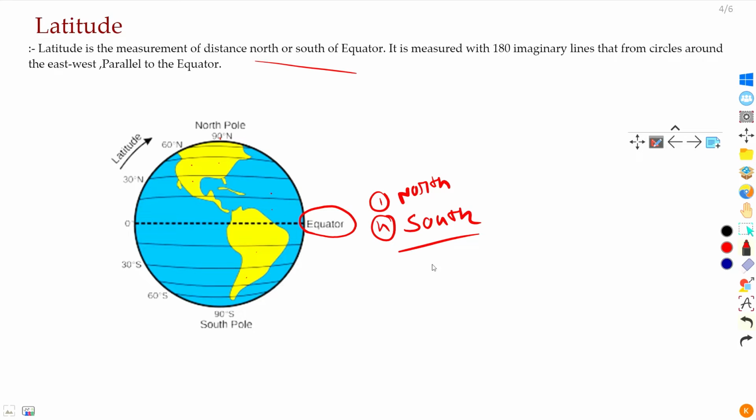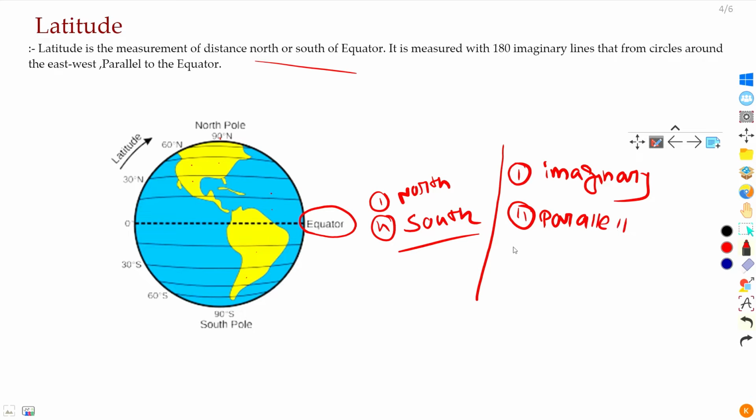So for the latitude, we have to keep some things in our mind. Number one, it's an imaginary line. All latitude lines are parallel. And there are a total of 180 latitude lines, and they also run around the Earth's surface east to west.